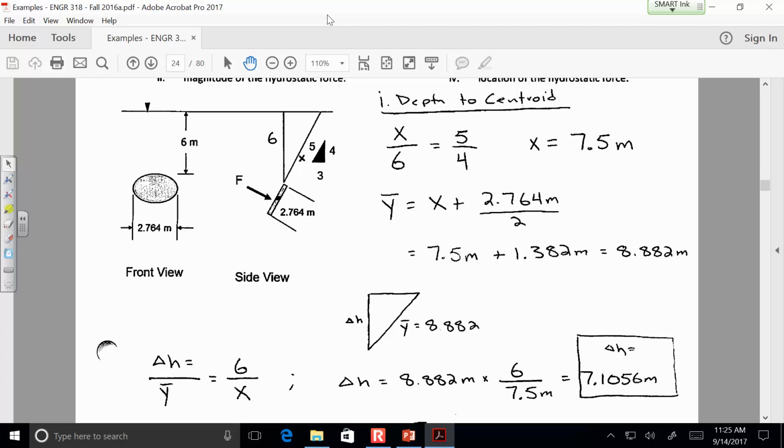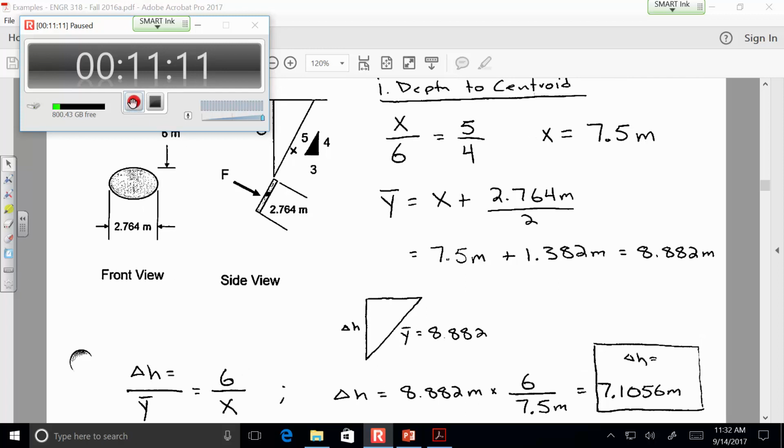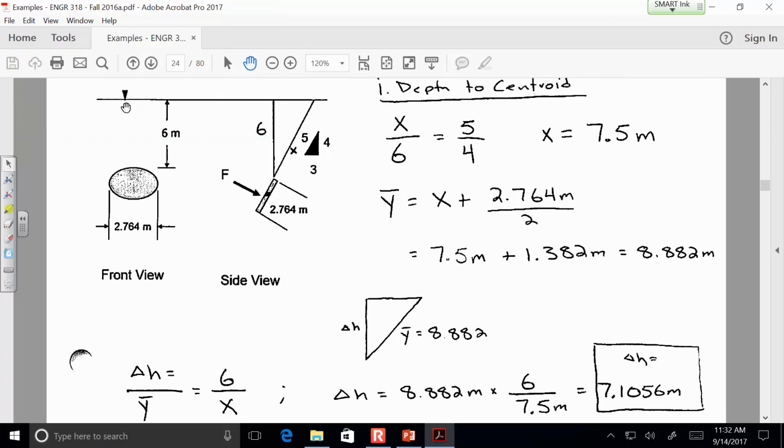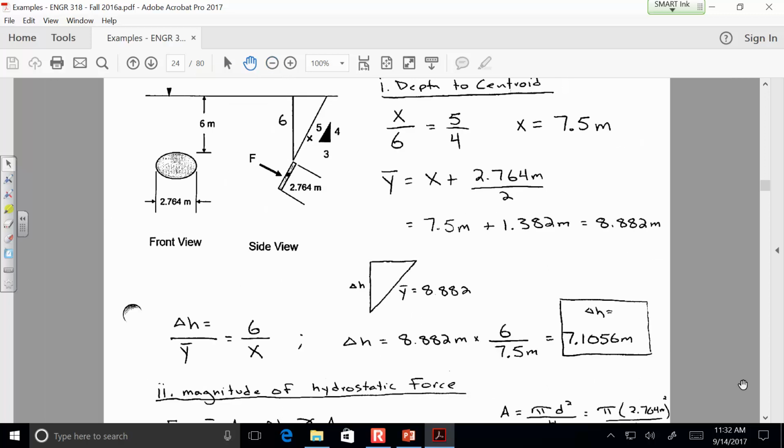If you want to check your depth of the centroid, I've got that value up on the screen now, the delta H. Okay, so on the first one, let's make sure we are all on the same page. Anybody else get 7.10 for the delta H? Okay, good. See plenty of hands for that.